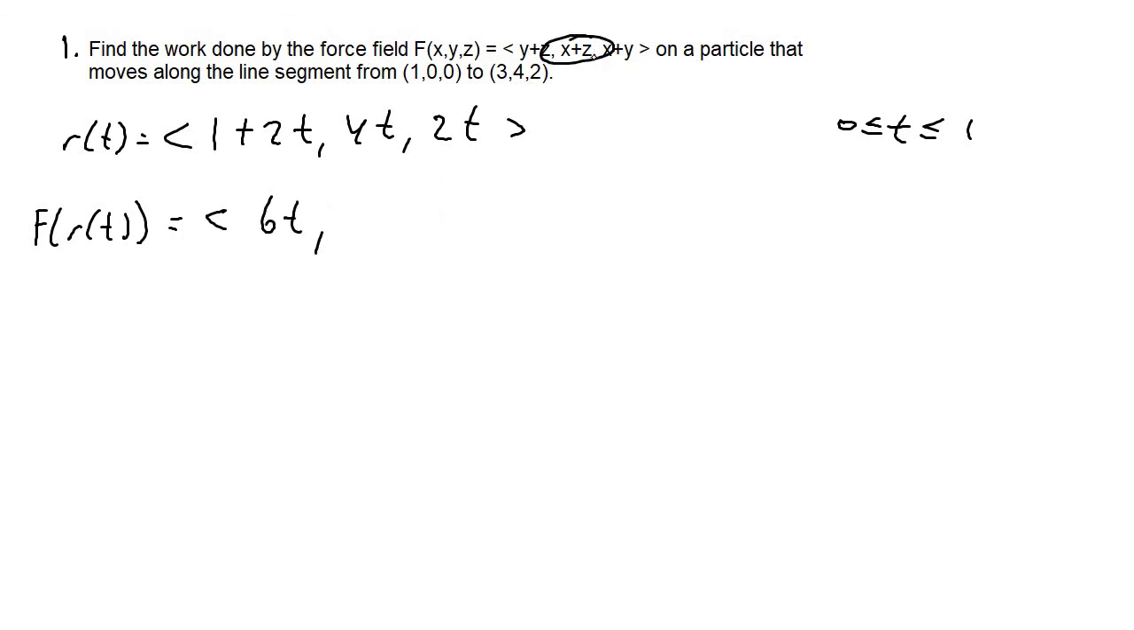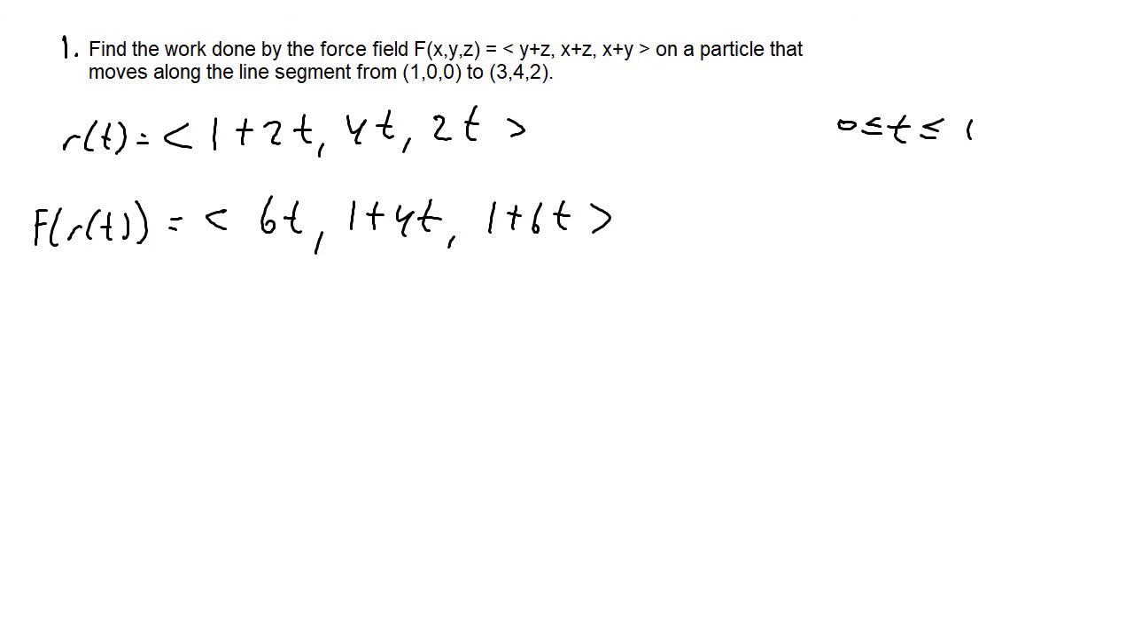Next one is x plus z. The x component of r of t is 1 plus 2t, plus z, so the z component of r of t is 2t. I'll rewrite that as 1 plus 4t, comma. Now finally we have x plus y. So x is 1 plus 2t, and then y is plus 4t. Then I can rewrite it as 1 plus 6t.